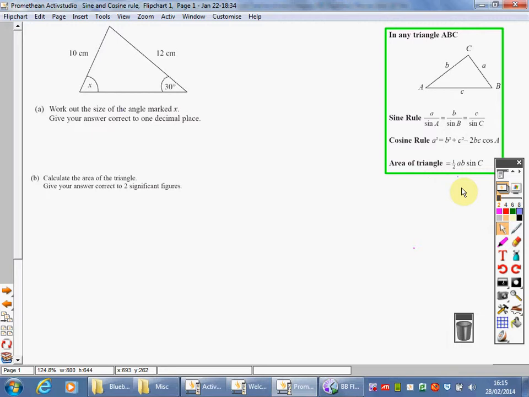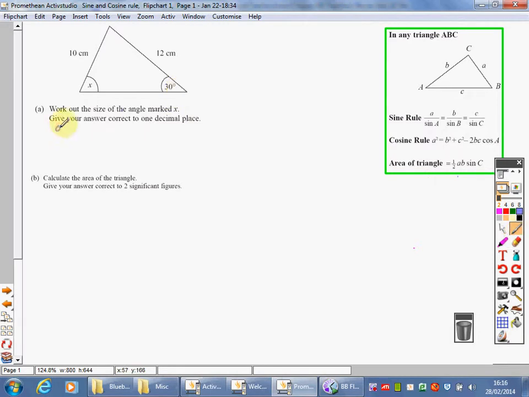The first thing you want to be doing when you're solving these triangles is making sure there's no more information you can add to the triangle that's been given to you. In this case, it's a very simple triangle and there's nothing more I can add. It's asking me to work out the size of angle marked x. I've got the side opposite, and I've also got this side and that side opposite. So I've got a pair of opposite sides and their angles, and that tells me I need to be using the sine rule.